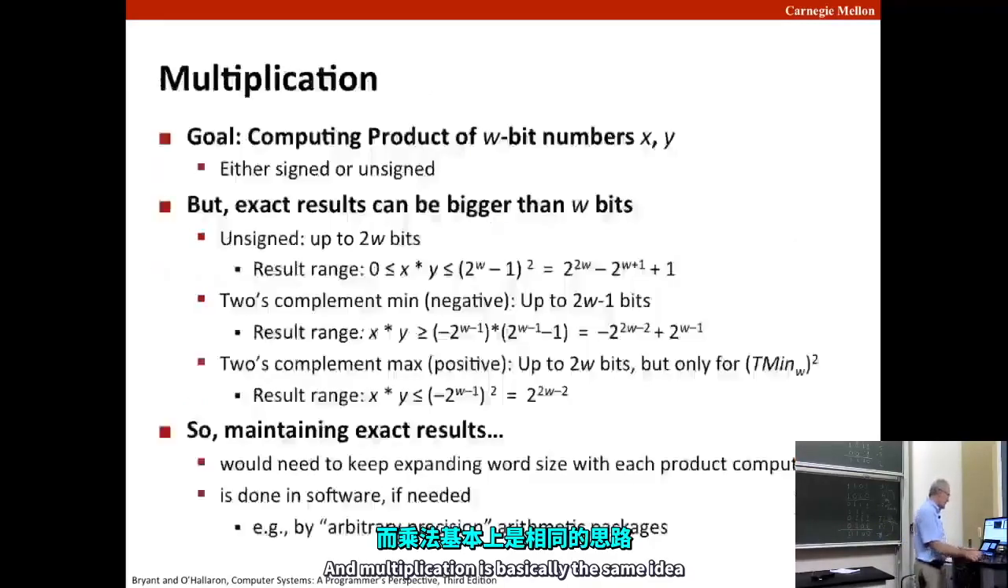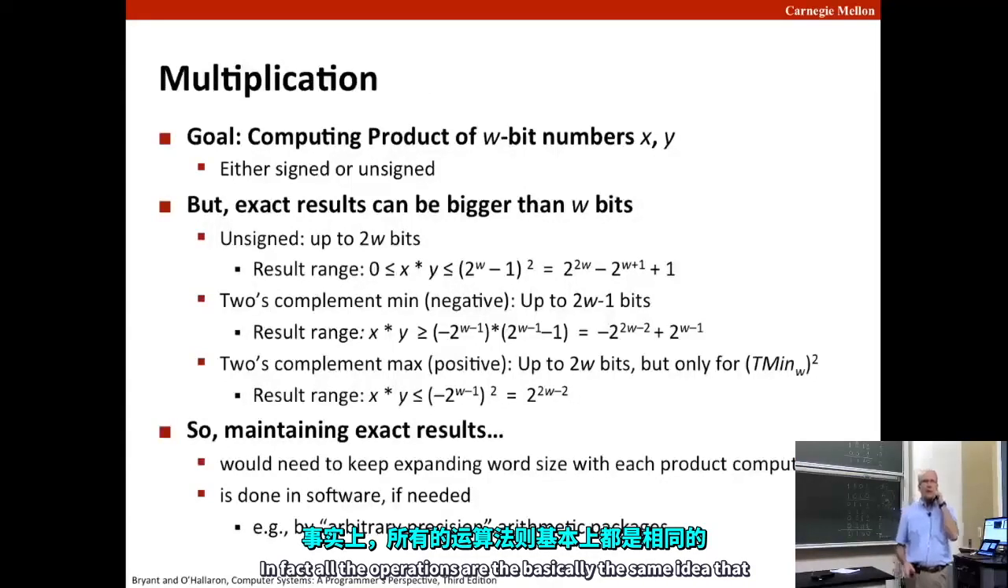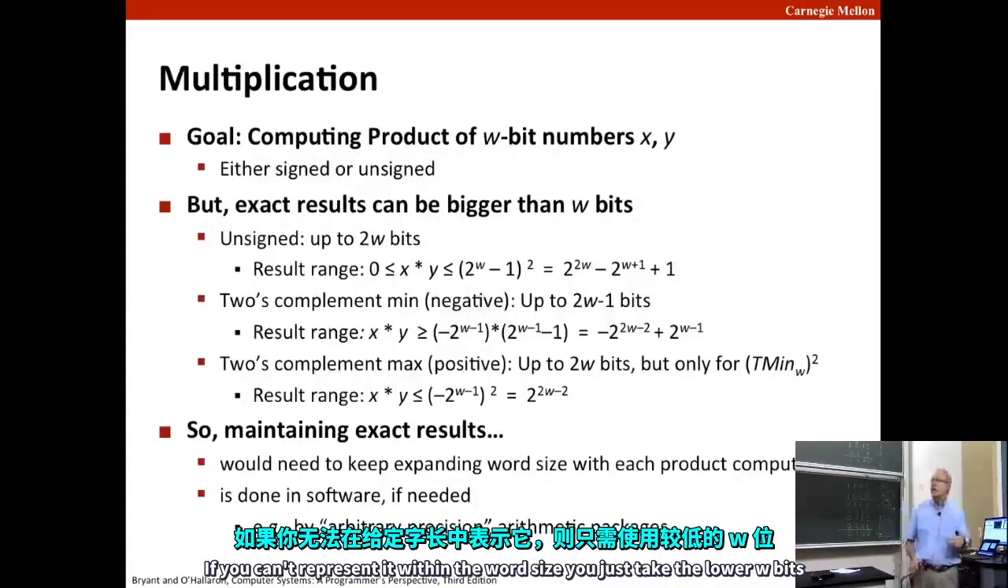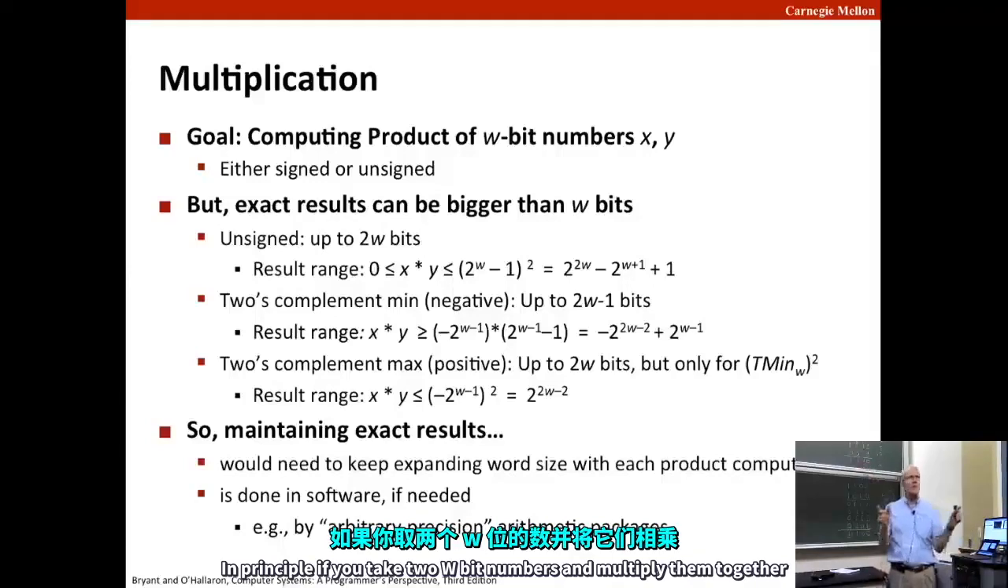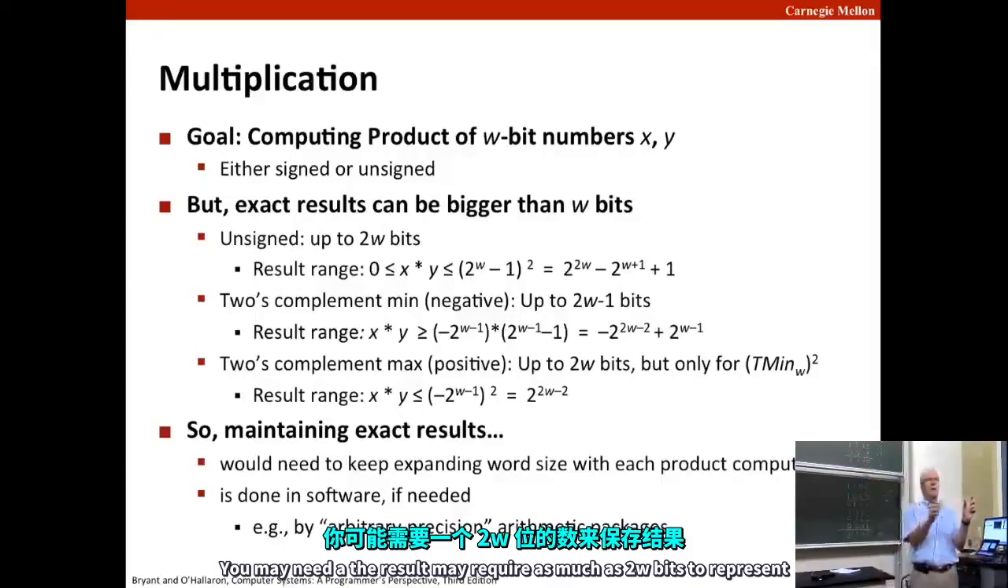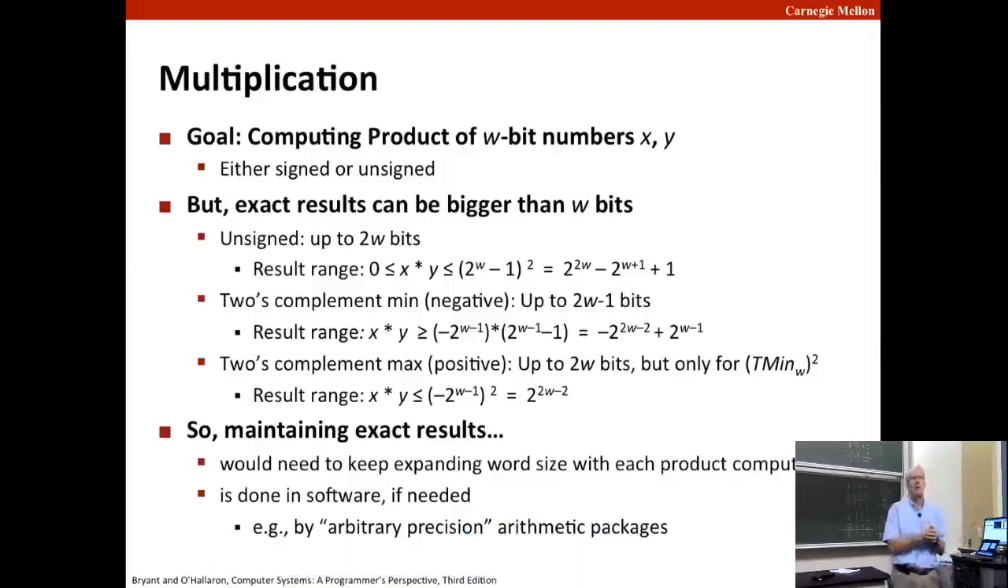And multiplication is basically the same idea. In fact, all the operations are basically the same idea, that if you can't represent it within the word size, you just take the lower W bits. So all this complicated notation here is just a way of saying, in principle, if you take two W-bit numbers and multiply them together, the result may require as much as 2 times W bits to represent.